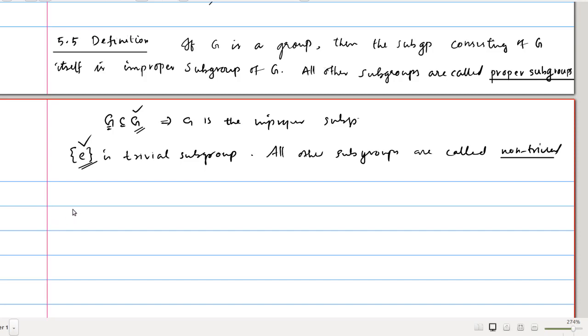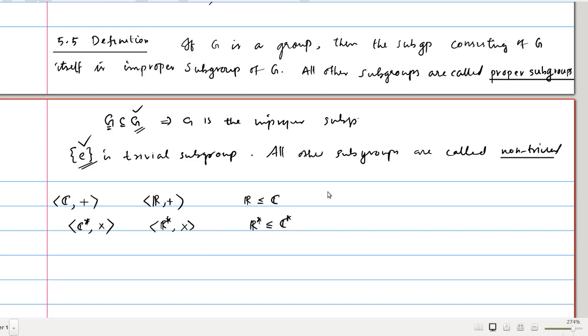Now let's see some interesting groups and subgroups. We know that the set of all complex numbers under addition is a group, and the set of real numbers under addition is a subgroup of this. So R is a subgroup of C under addition. Similarly, C star, the set of all non-zero complex numbers under multiplication, is a group again. Then R star, the set of all non-zero real numbers under multiplication, is also a group, and R star is a subgroup of C star. You need to verify all this as an exercise.